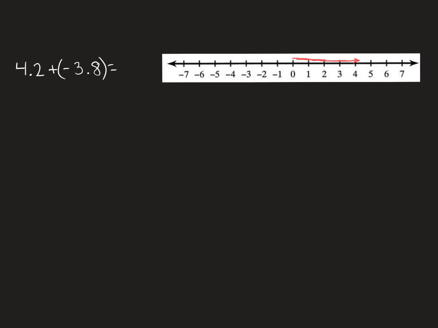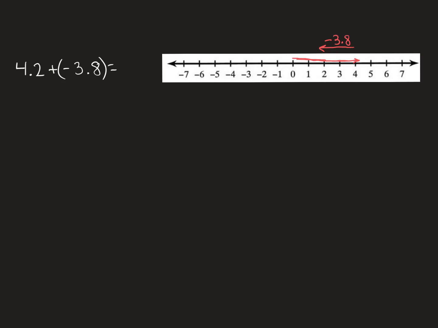And here, if we add a negative, that means we're going to be moving to the left on the number line from that point. So we're going to go here, and then we're going to be moving to the left. I'm going to signal that as that direction. Now, the length of that arrow is probably incorrect, but I'm really just showing that I'm moving in that direction 3.8 units to the left.